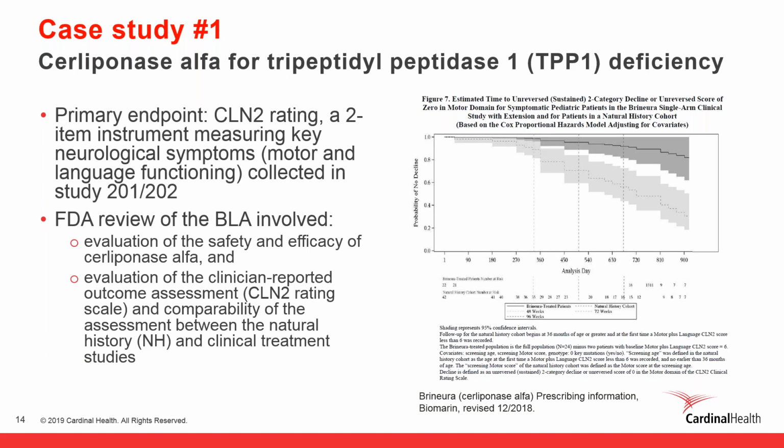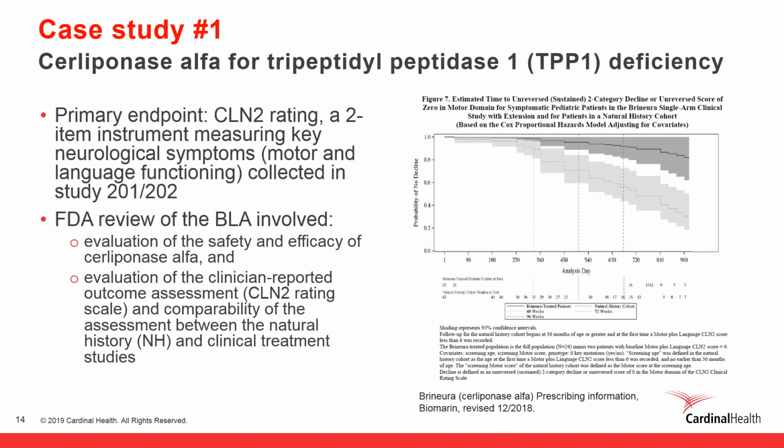So what you can see here on the right-hand side of the screen is the figure from the actual prescribing information for Brineura, showing the comparison between the Brineura-treated patients and the natural history cohort. And what they're measuring here is a standard kind of survival type of analysis, looking at the probability of a decline in those domains that were measured, the 2 domains, over time.